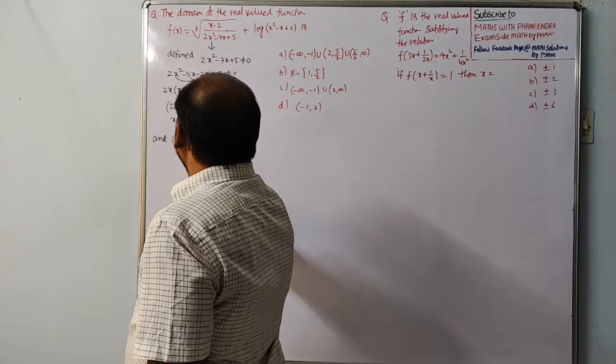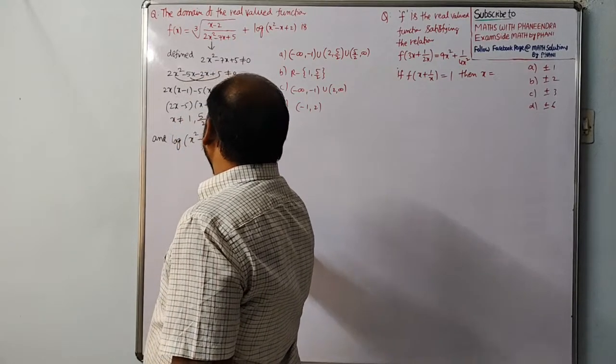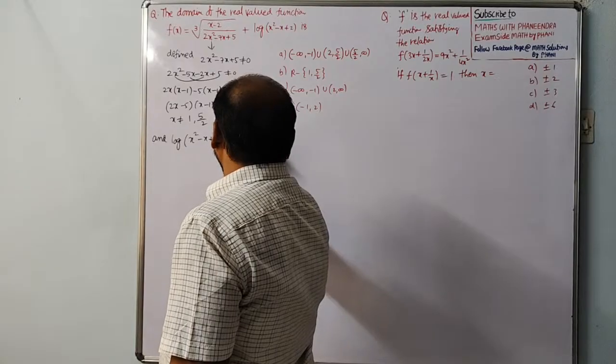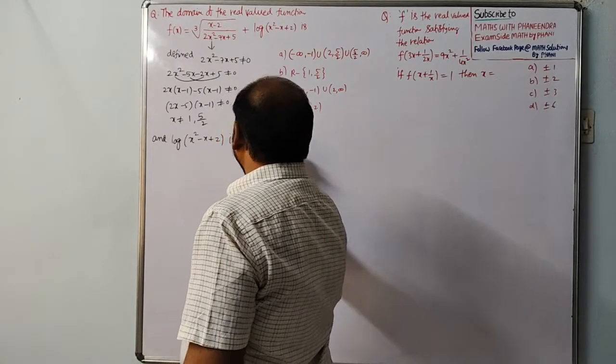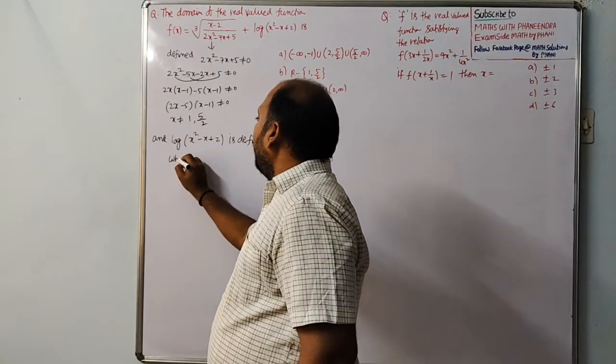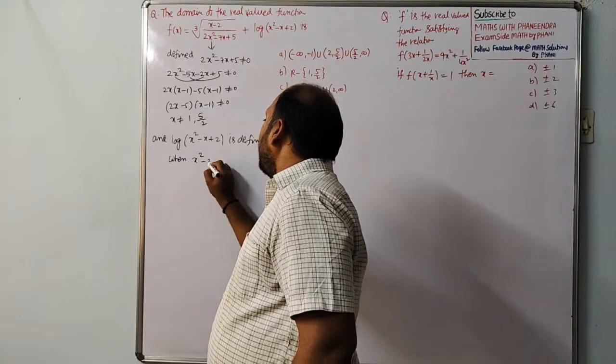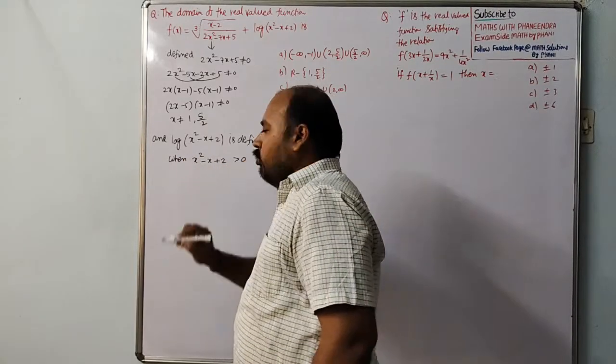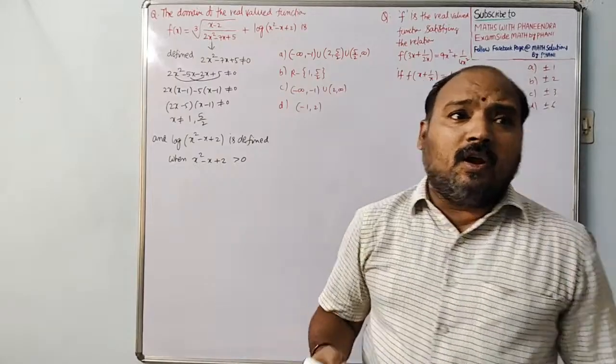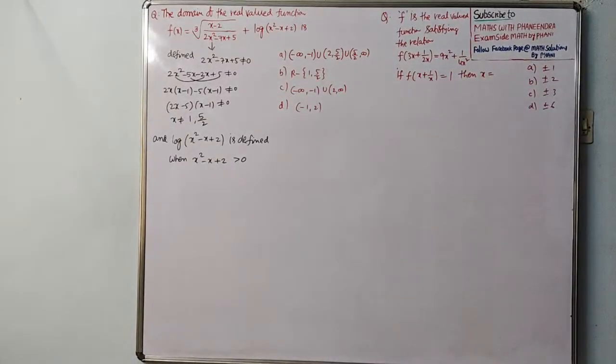Now, and log (x square minus x plus 2) is defined when x square minus x plus 2 is greater than 0. Log f of x is defined.